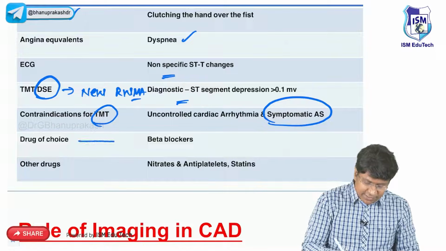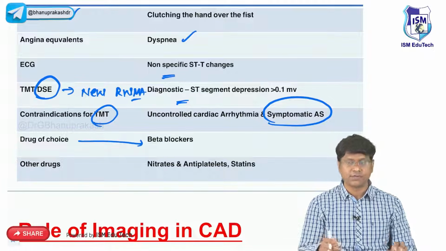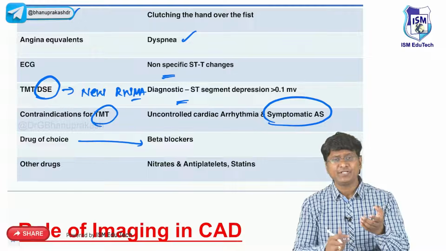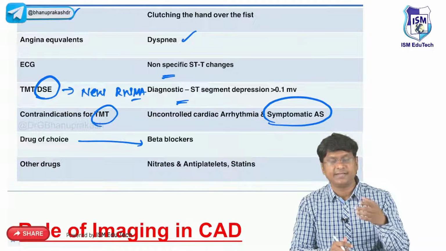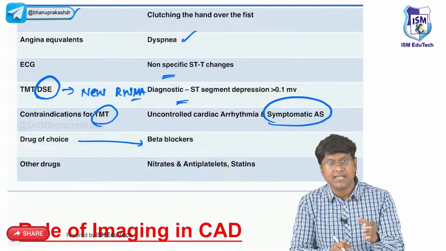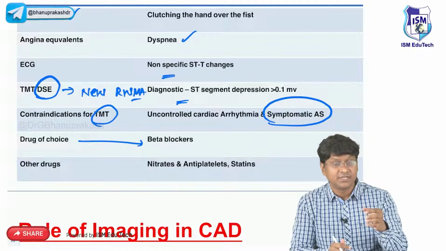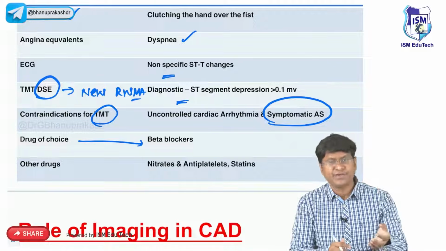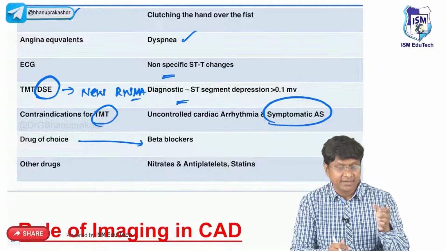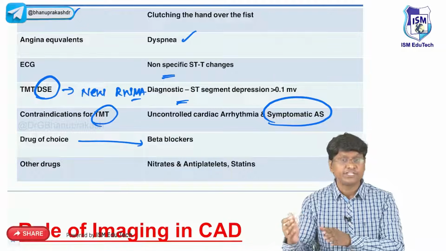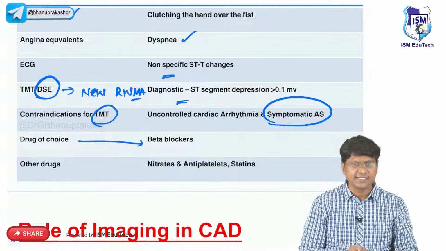And the drug of choice in chronic stable angina is beta blockers. Why is that? Because beta blockers reduce the heart rate and thereby reduce the myocardial oxygen demand, and in coronary artery disease the supply is less. So if you reduce the myocardial oxygen demand, that can reduce the progression of chronic stable angina. They are considered the drug of choice.